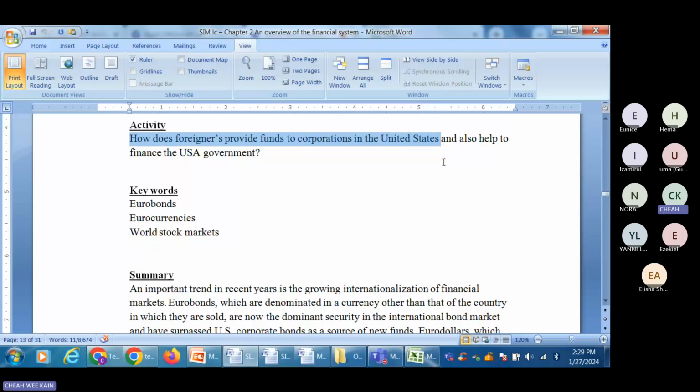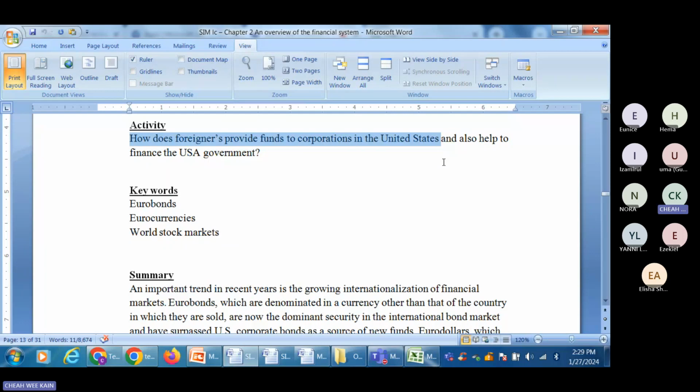Okay, sir, what do you think? Provide money to the US company in which manner, sir? Maybe you buy their shares. Maybe you buy their company shares. Understand? Or maybe you buy their company bonds. That's how you do it.